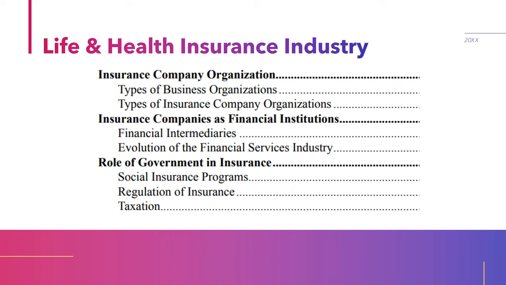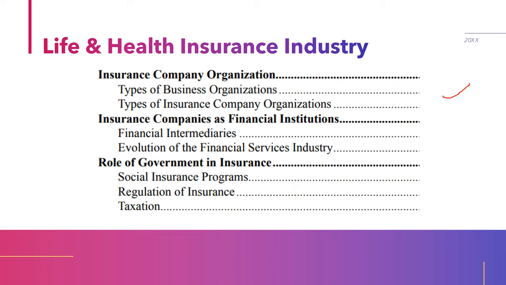In the life, health and insurance industry, we'll cover the types of business organization. There are three types of business organization: one is sole proprietorship, second is partnership, and the third one is corporation. A proprietorship is generally operated by one person, and if there is any debt, that individual person will be responsible to pay that debt.